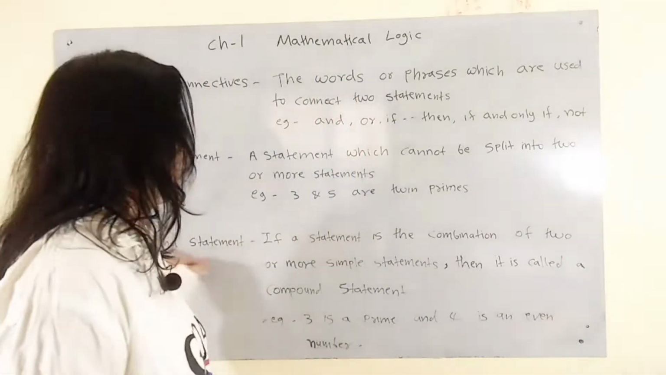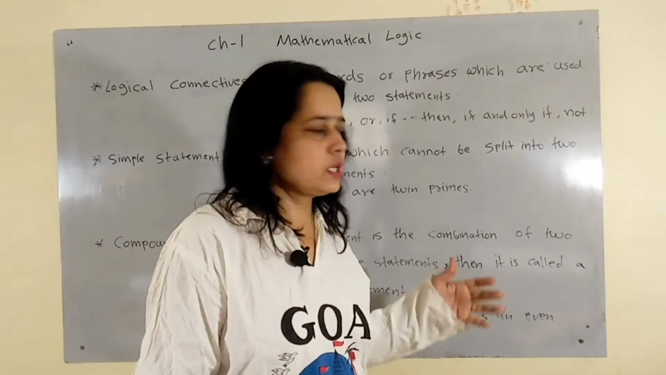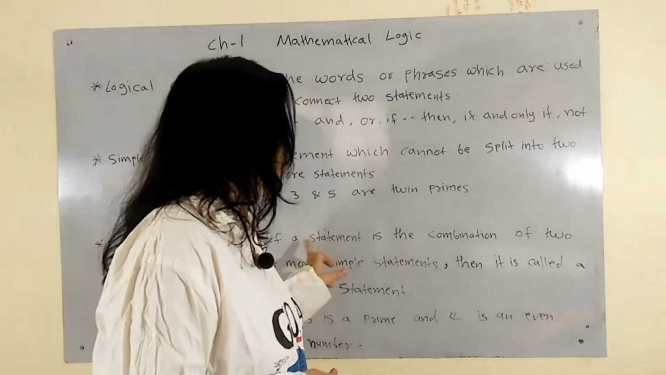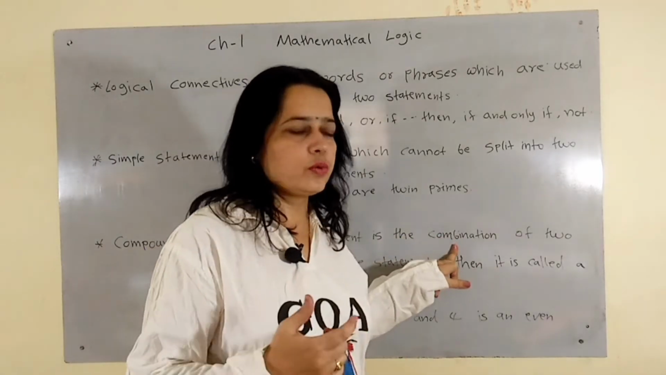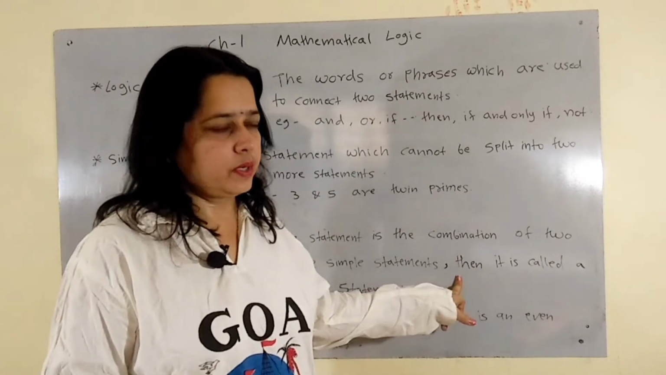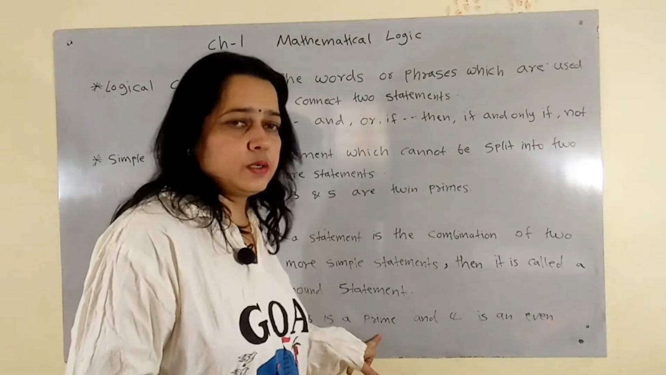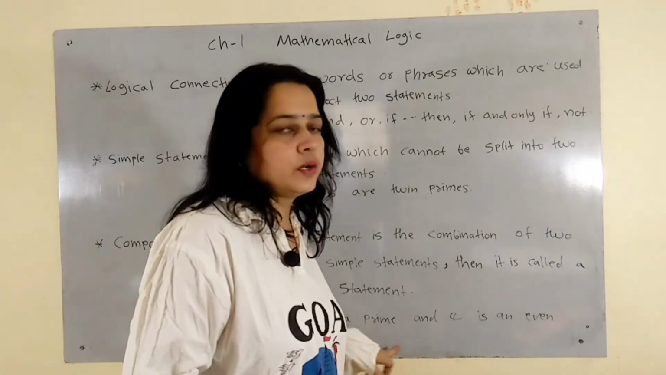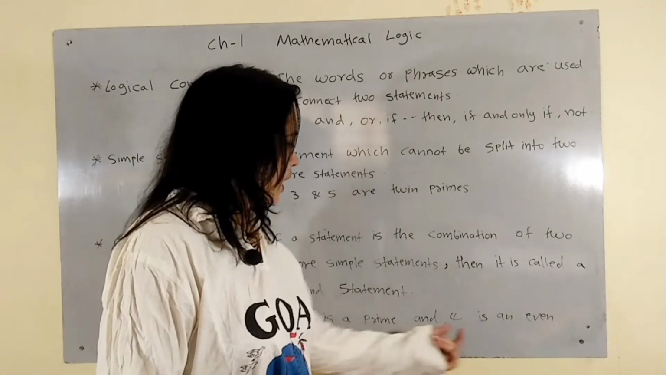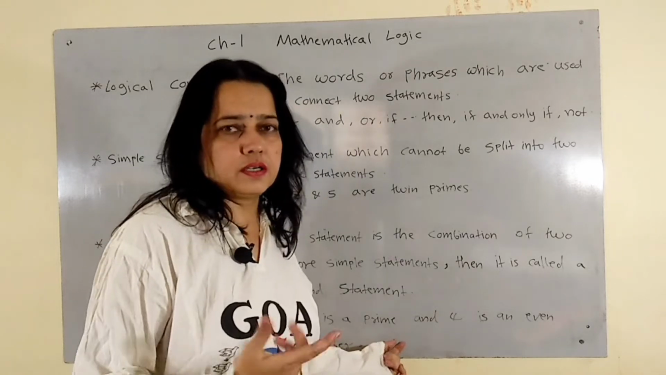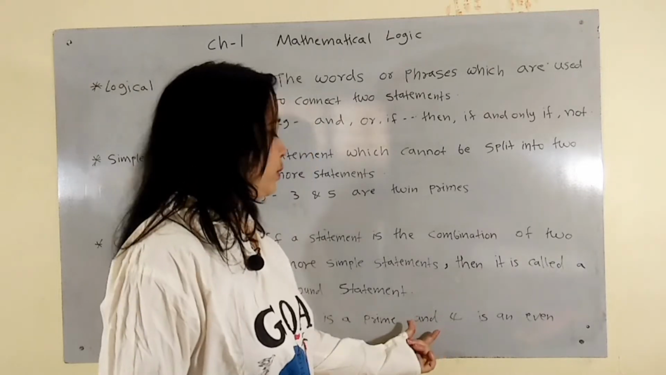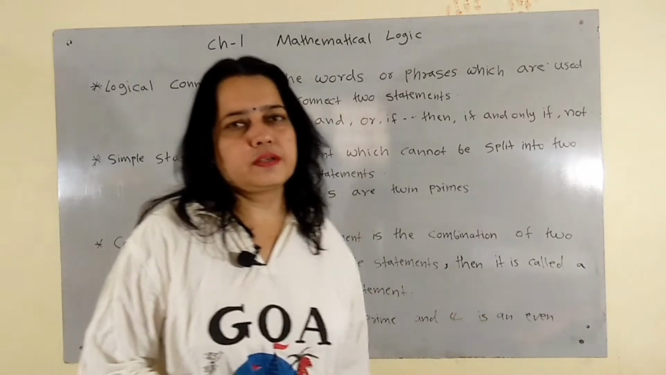Next, what is meant by compound statement? In compound statement, two or more statements are connected. That is, if a statement is the combination of two or more simple statements, then it is called as compound statement. For example, 3 is a prime and 4 is an even number. In this statement, 3 is a prime is one simple statement and 4 is an even number is another simple statement, and which is connected by connective and. So this is a compound statement.